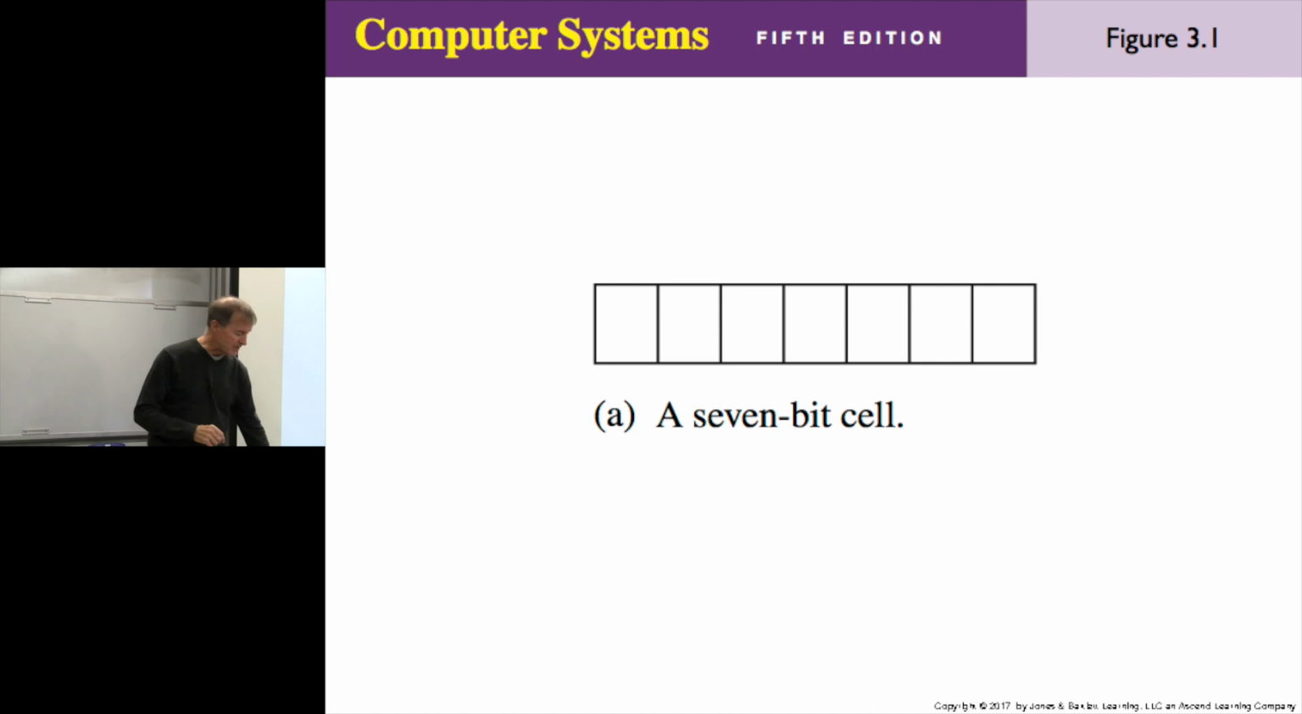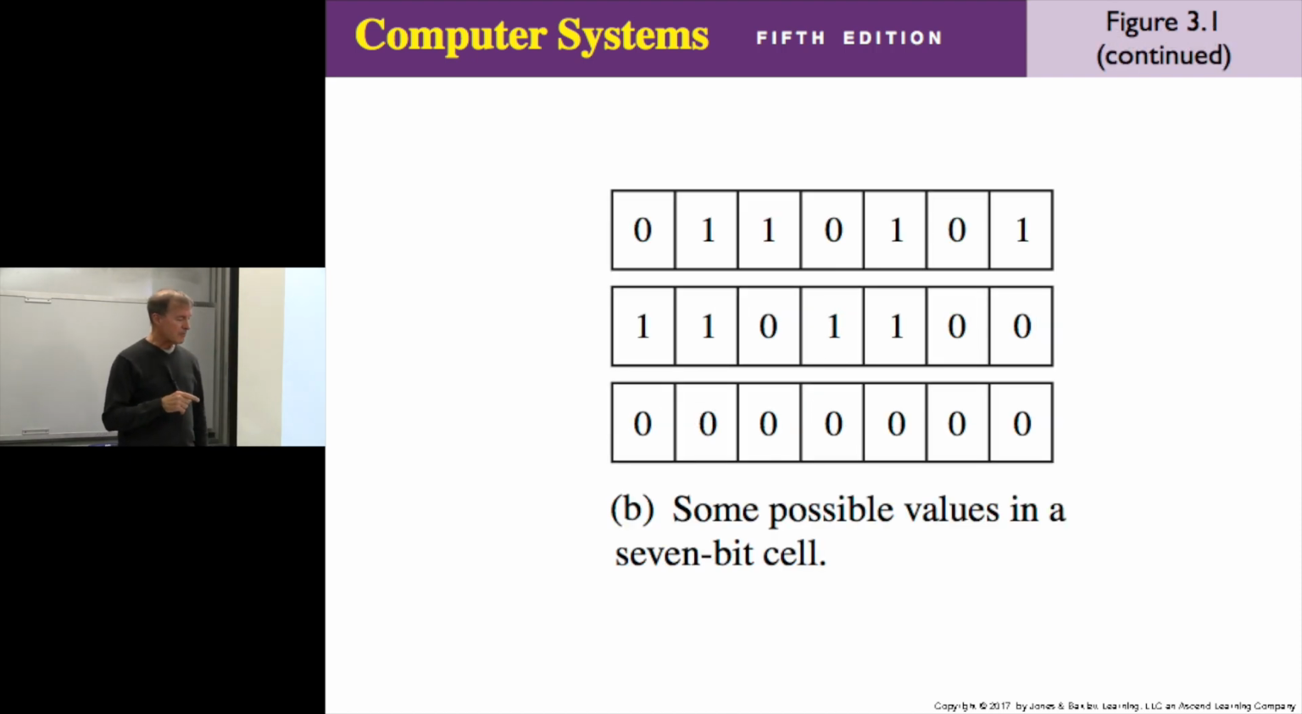Now what can be in that 7-bit cell? In part B of the figure, these are some possible values. Each bit is either a what or a what? A 0 or a 1. So here are some possible values in the 7-bit cell. By the way, how many possible values can be stored in a 7-bit cell? We saw that in chapter 1. What was that? 2 to the 7. 2, 4, 8, 16, 32, 64, 128. 128 possible values can be stored in this 7-bit cell.